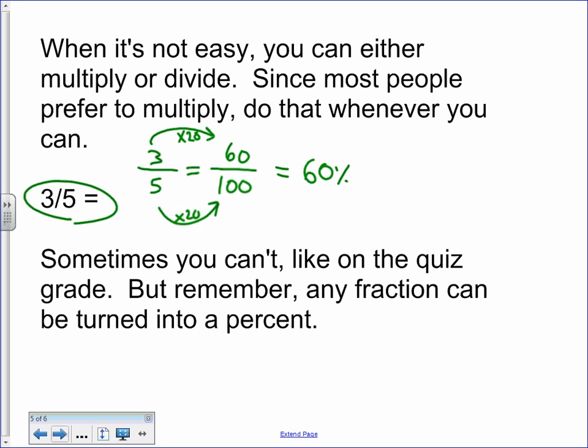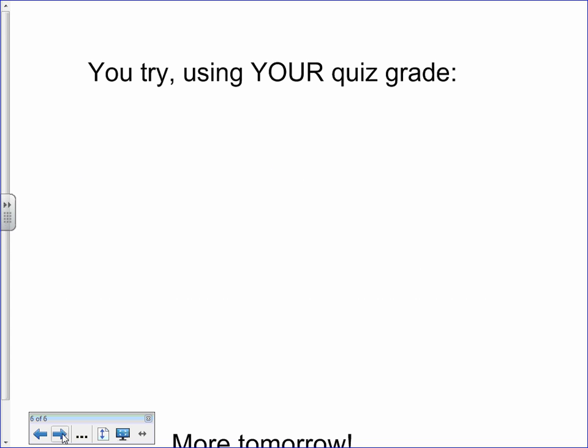It's not always that easy, though. Like your quiz grade, for example, was out of 63. Something out of 63. How do you turn that into a percent? Well, the one on top jumps inside, then you just divide. That is probably the easiest way. Your answer will be a decimal, and a decimal is easily converted to a percent. We'll try some more tomorrow on that.